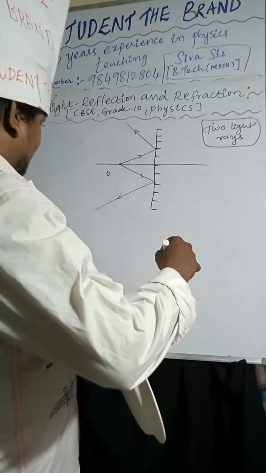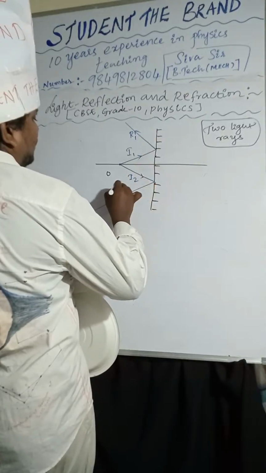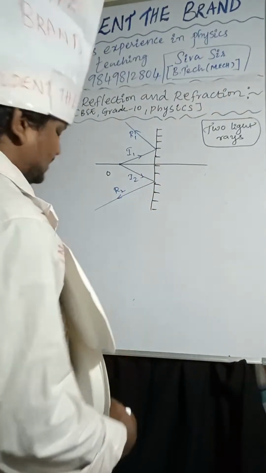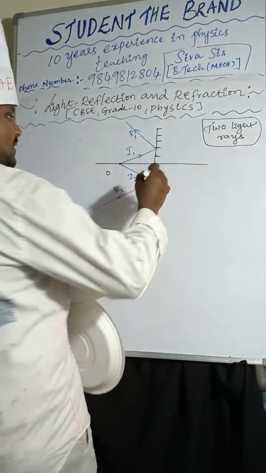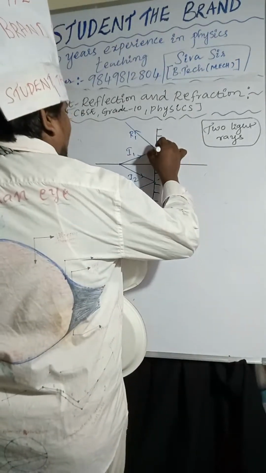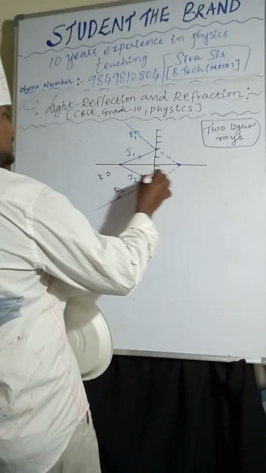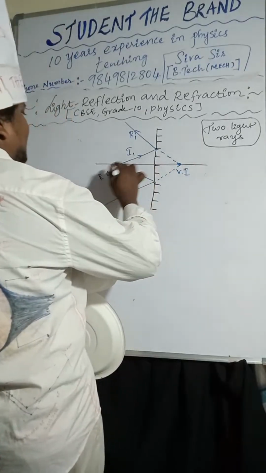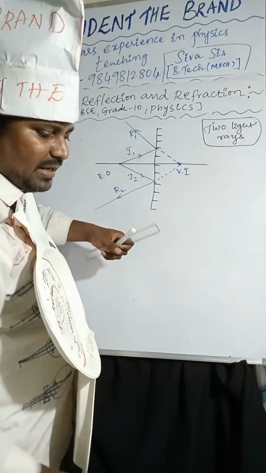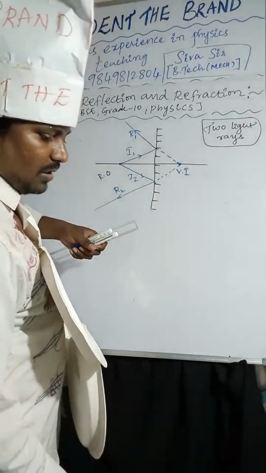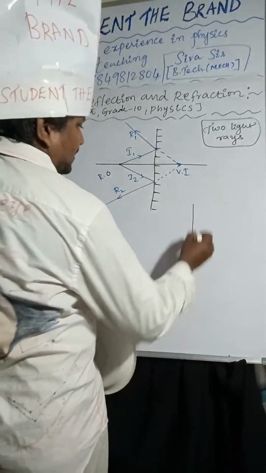So I'm considering here, this is I1, R1, I2, R2. If you extend those light rays, they meet at one point. So here the image is forming. This is a real object. This is the virtual image. Real object and virtual image. So one more case I'll take. You can take one more observation. So one more diagram I'm considering like this.